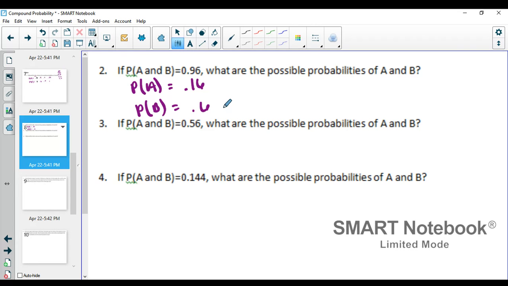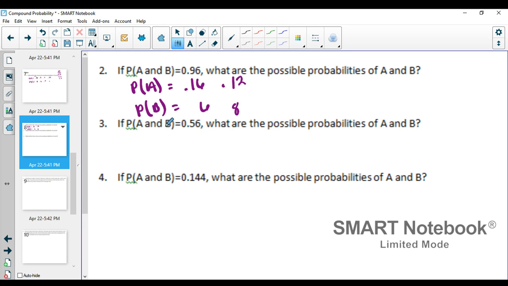Let's see. Do 0.12 and 8. Need the decimal for that one. Okay. So 96 has lots of options. If you don't know the factors of 96, there are a lot.